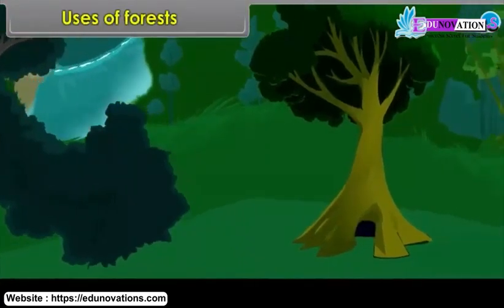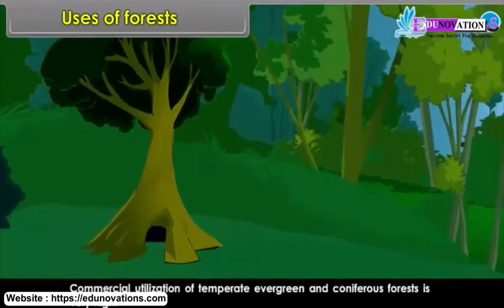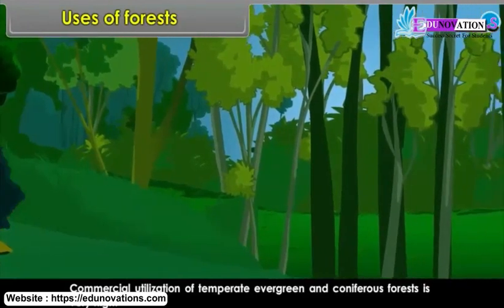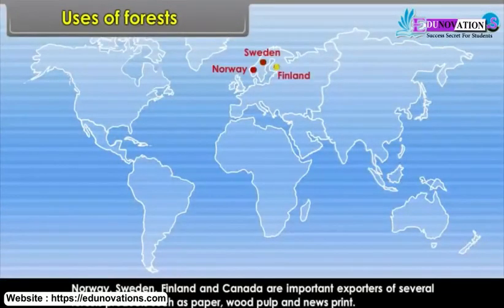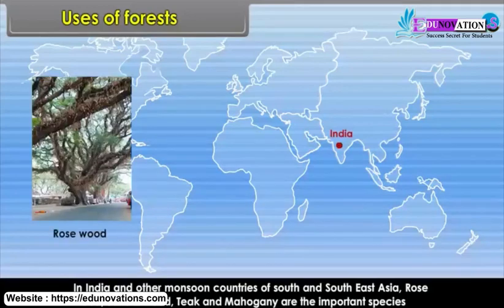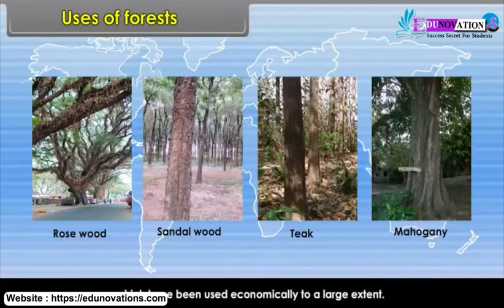Uses of forests. Forest resources can be used for different purposes. Commercial utilization of temperate evergreen and coniferous forests is very high. Norway, Sweden, Finland and Canada are important exporters of several forest products such as paper, wood pulp and newsprint. In India and other monsoon countries of South and Southeast Asia, rosewood, sandalwood, teak and mahogany are the important species which have been used economically to a large extent.